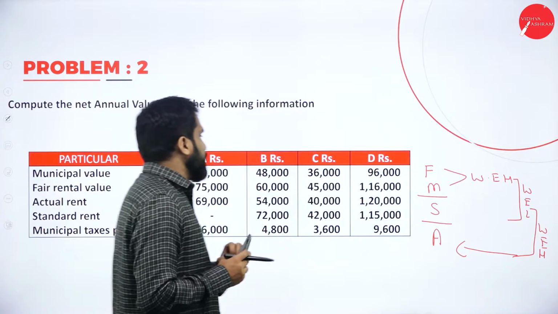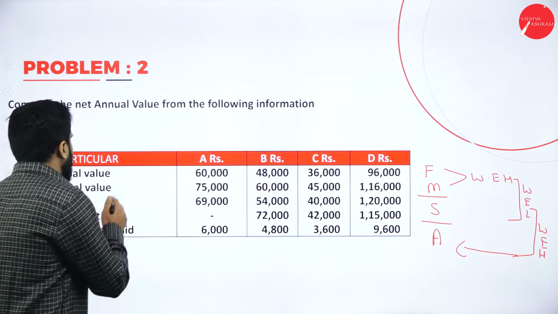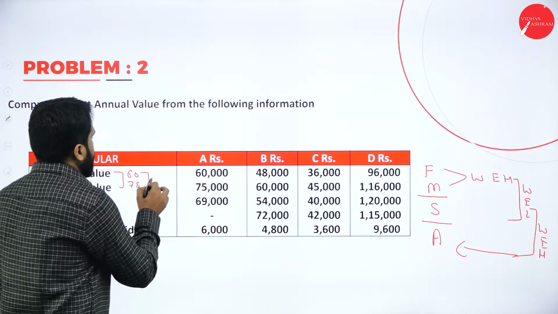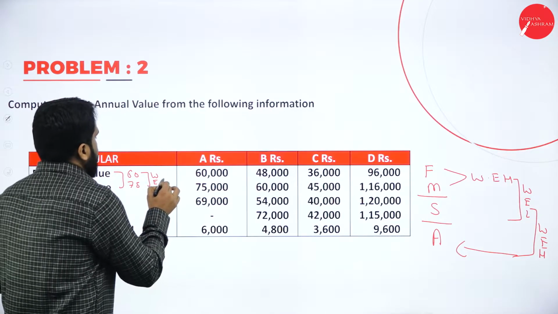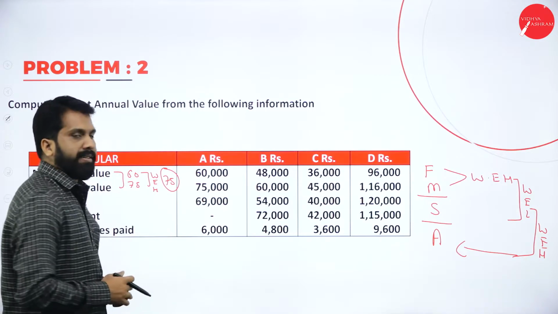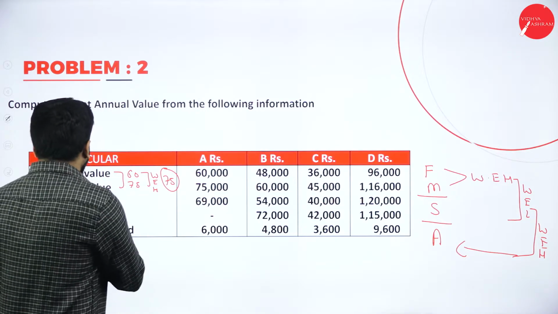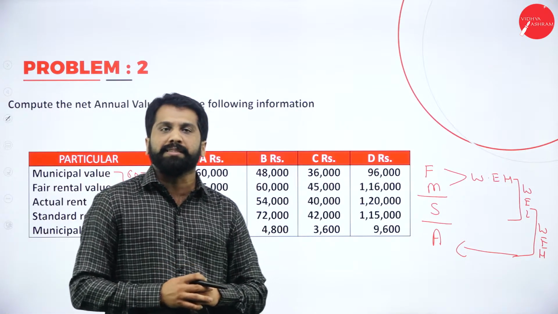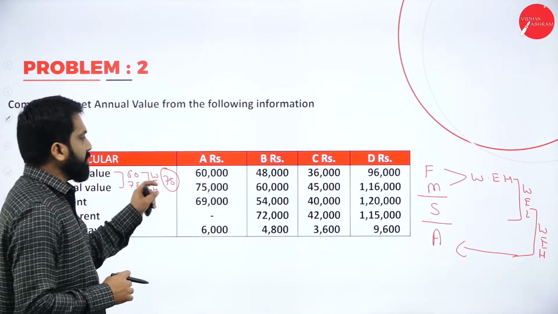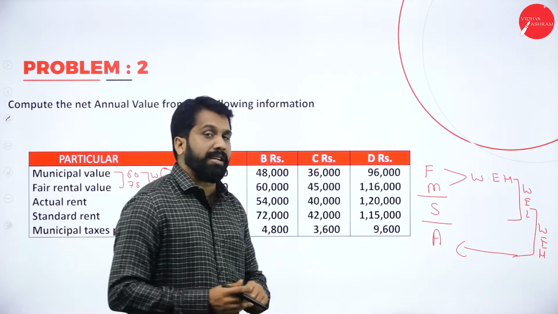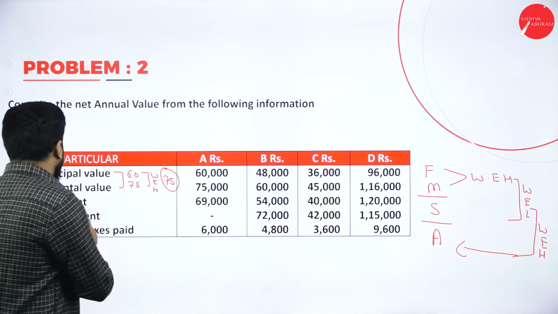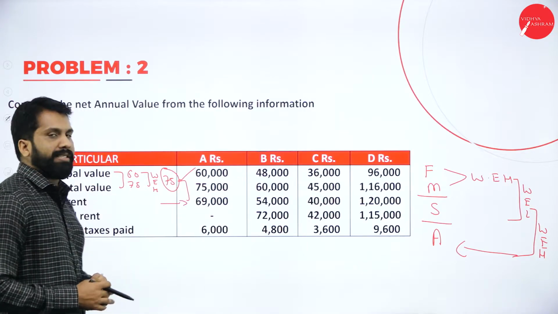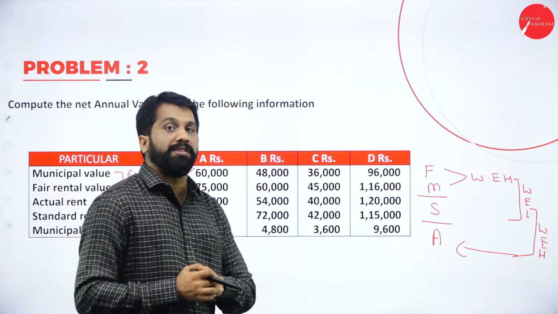Now, as per this, we'll see. Your FM is this one, 60,000 or 75,000, whichever is higher. In this, 75,000 is the higher. Clear? Now, compare with standard rent. We don't have anything in the standard rent, so there is no comparison. You have 75,000, then you compare with actual rent, whichever is high. Your actual rent is 69,000, and your 75,000 itself is higher. Hope you understood. What is your answer?